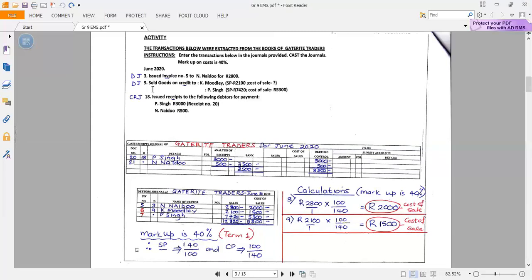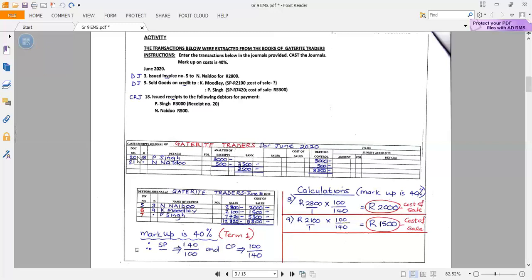So let's go to the 18th now. I issued receipts to the following debtors for payment, which means if I analyze this transaction, learners, the debtors have made a payment towards their account and Gateway traders have received that amount. So that is why Gateway traders have now issued that receipts. Let's start. When we issue a receipt, that means we are receiving money in the business. So we are issuing a receipt to P. Singh for 3,000 Rand for receipt number 20.